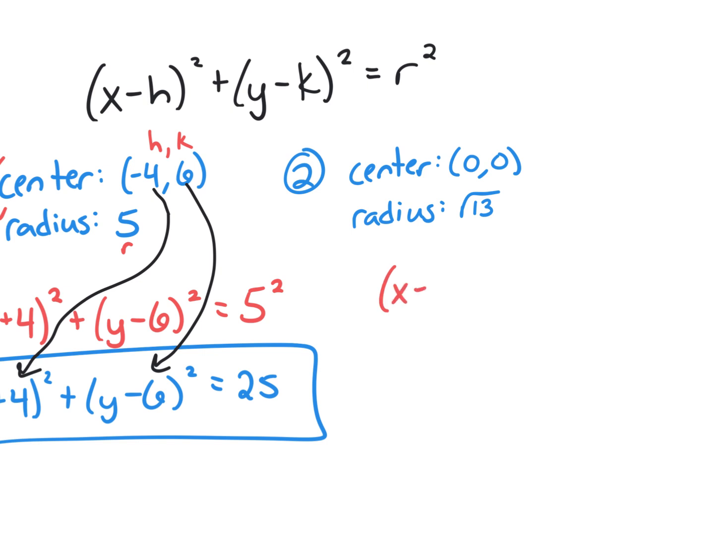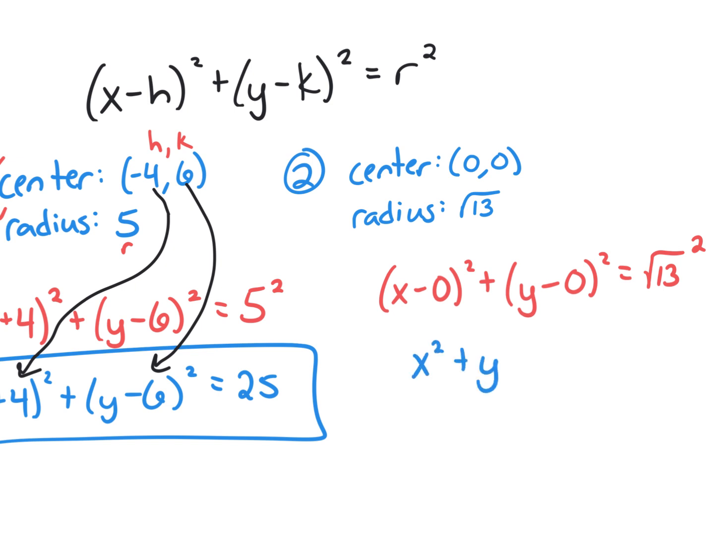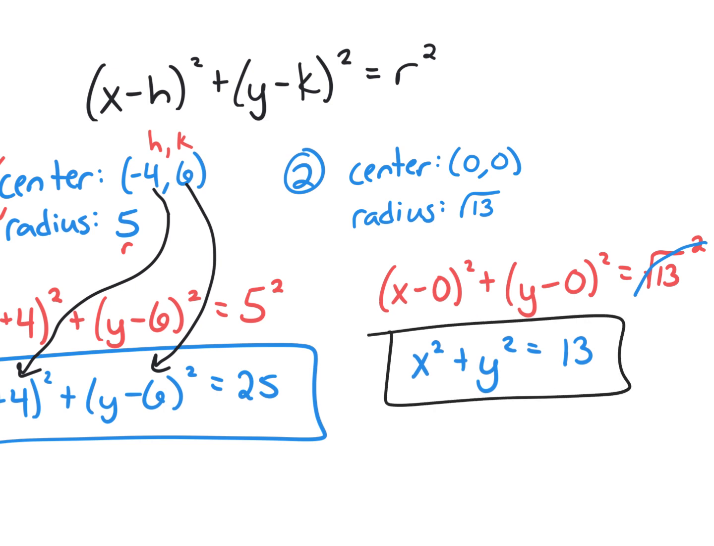X minus 0 squared plus y minus 0 squared equals square root of 13 squared. Again, don't forget to square the radius. What is this side going to turn into? Good. X squared plus y squared equals, what happens to this? Cancel, I'm left with 13. That is my equation of that circle. Okay. Whenever you have the center at 0, 0, this is what your left side's always going to look like. Just x squared plus y squared.